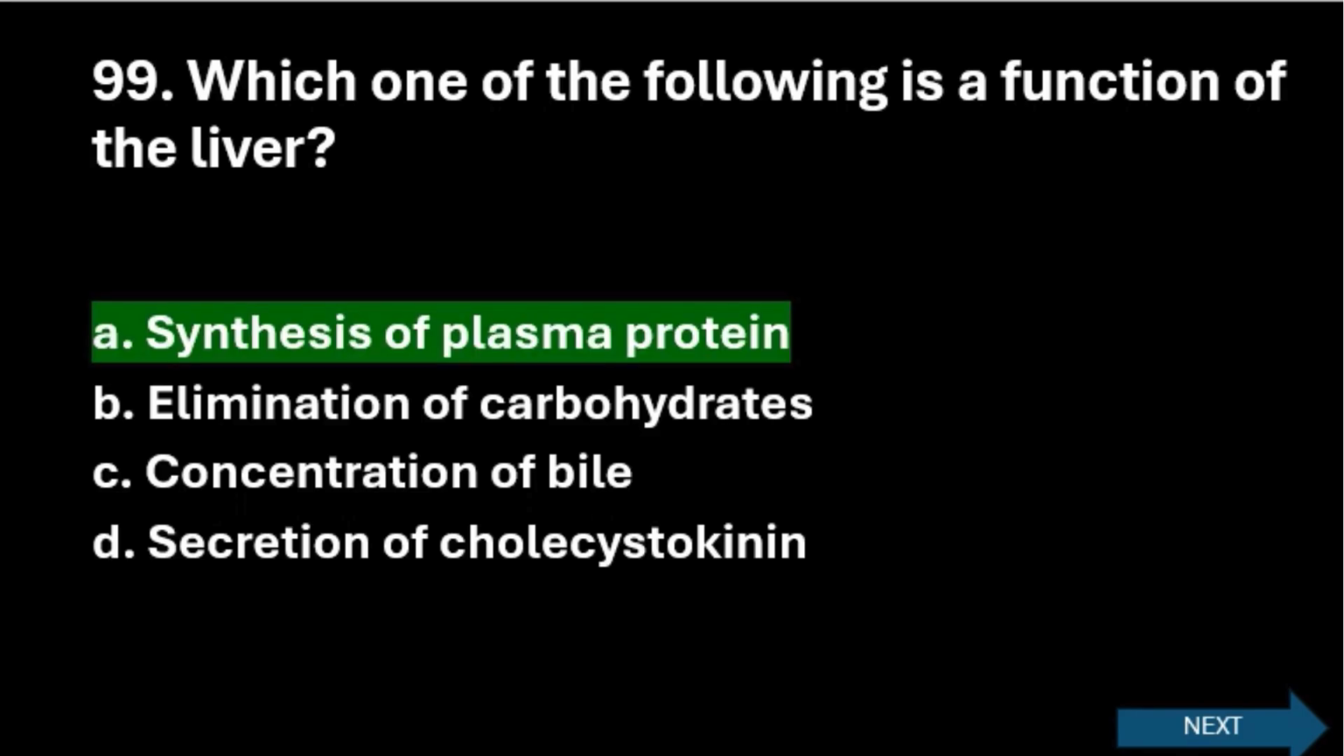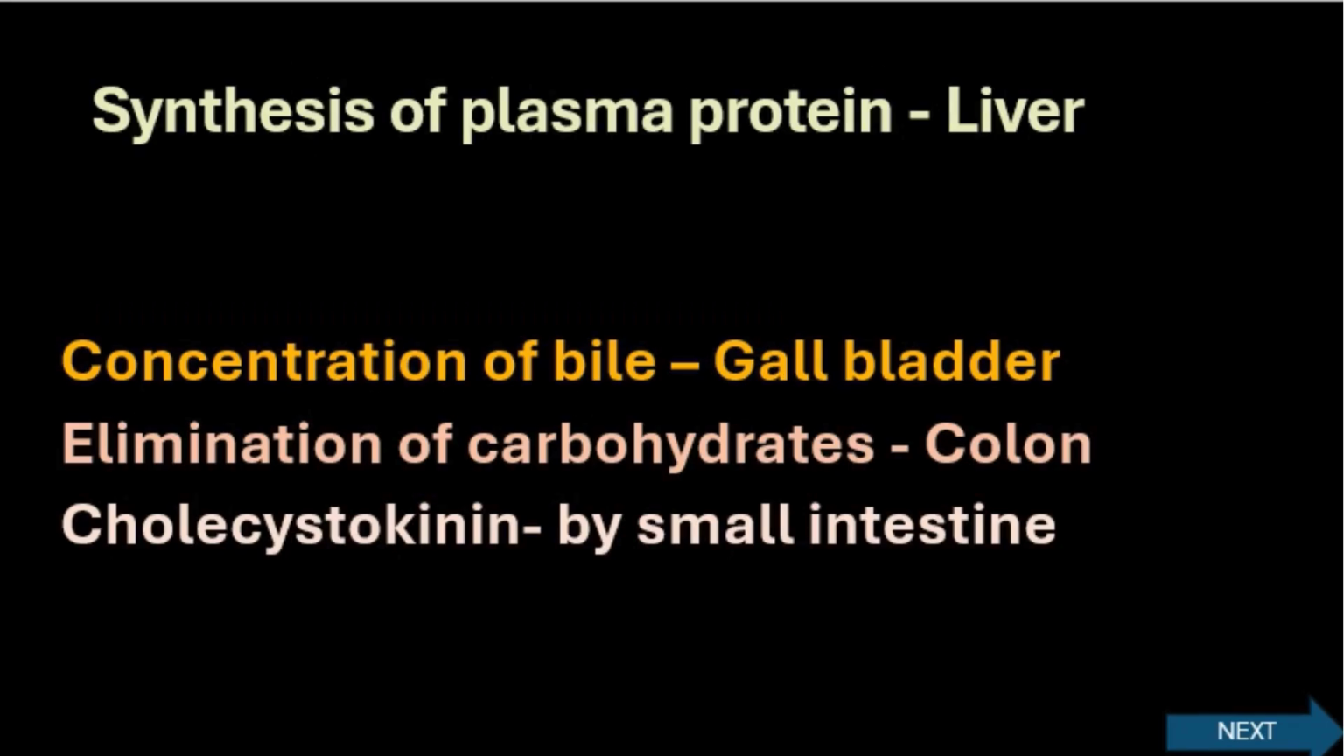Let us see the functions here. Synthesis of plasma protein is the function of the liver. Concentration of bile is the function of the gallbladder. Elimination of carbohydrate is by the alimentary canal or colon, and cholecystokinin is produced by the small intestine.